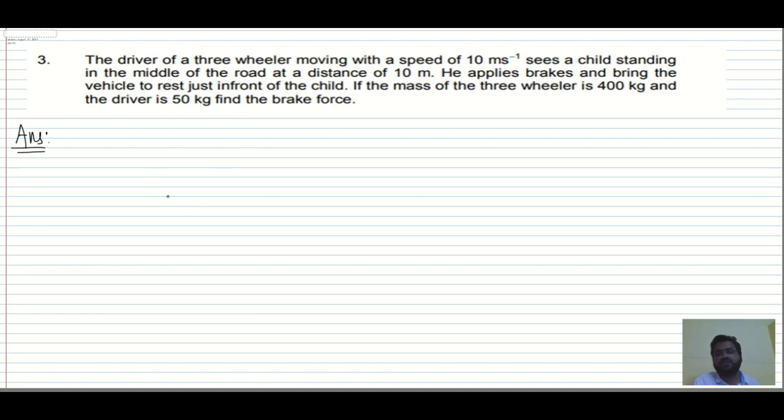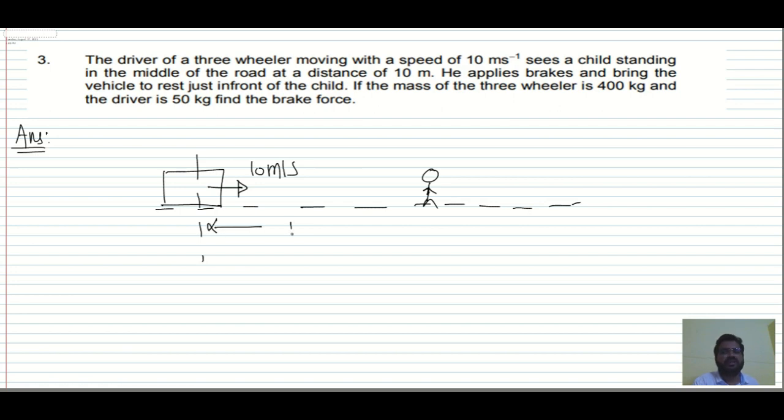Okay. So this is the three-wheeler supposed to be, right? It is moving initially with 10 meter per second, and he sees the child, right? And this child is playing something in the middle of the road. Okay. Now he sees the child at a distance of 10 meter from it. He applies the brake, isn't it? He applies the brake. Due to that brake, one retarding force will be there.